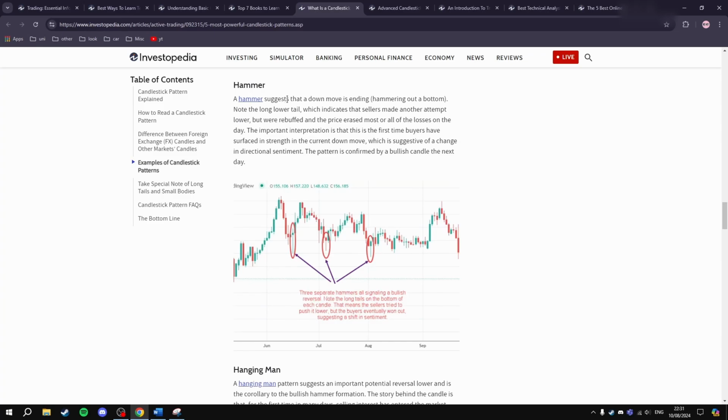Hammer suggests that a down move is ending, hammering out a bottom. Note the long lower tail, which indicates the sellers made another attempt lower but were rebuffed and the price erased most or all of the losses on the day. The important interpretation is that this is the first time buyers have surfaced in strength in the current down move, which is suggestive of a change in directional sentiment. The pattern is confirmed by a bullish candle in the next day.